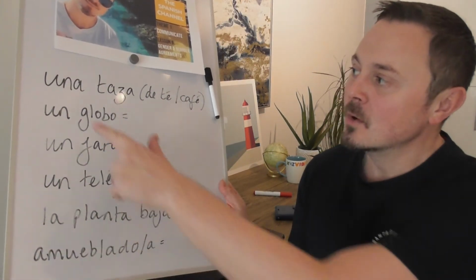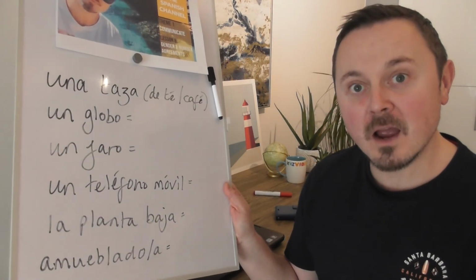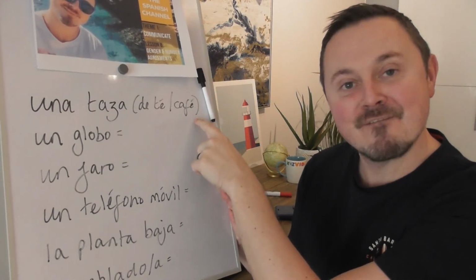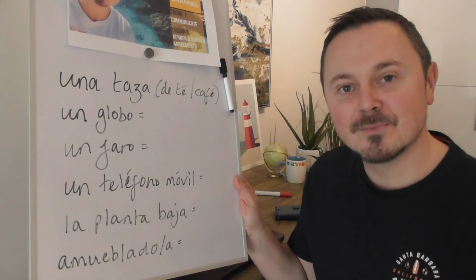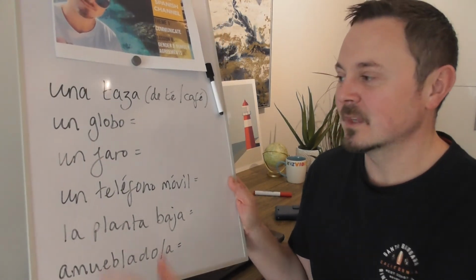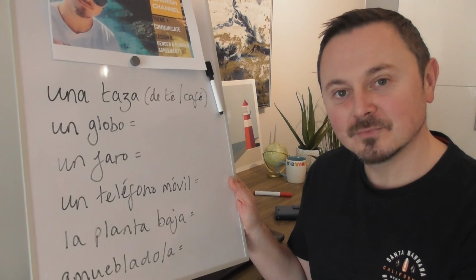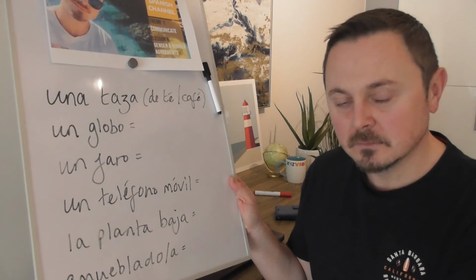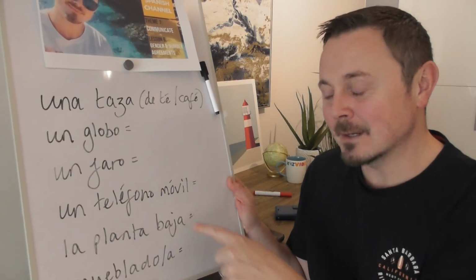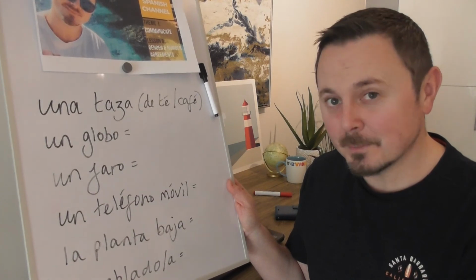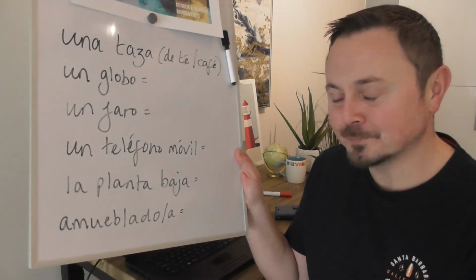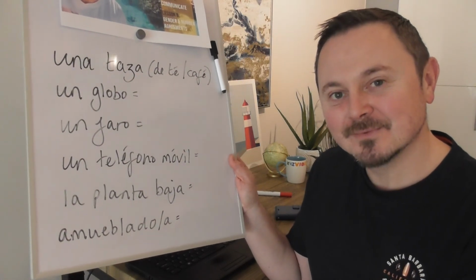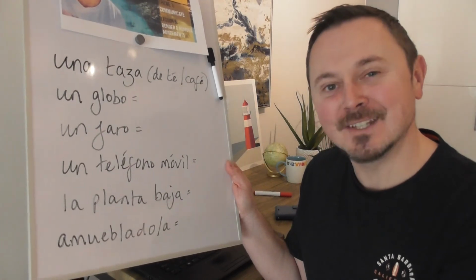Before we finish off, we're going to do a quick recap on some keywords that we learned today. So, una taza, cup, and if you wanted to say a cup of tea, a cup of coffee, una taza de té, de café. Un globo, a globe. Un faro, lighthouse. Un teléfono móvil, mobile phone. La planta baja, nothing to do with the plant now, it's the ground floor. And this pesky word, amueblado, amueblada. Yep, furnished or fitted. Muy bien.